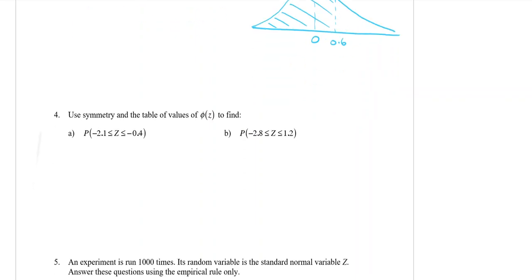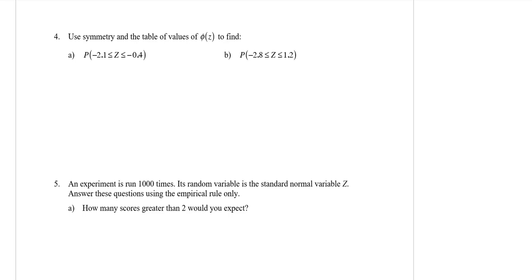Okay, question 4. Use symmetry and the table of values to find the probability that Z is between minus 2.1 and minus 0.4. Let's draw it first. I think that makes it easier. So 0 is in the middle. Minus 0.4 I'm going to put there. And minus 2.1 is there. And I'm trying to find that part in between them.